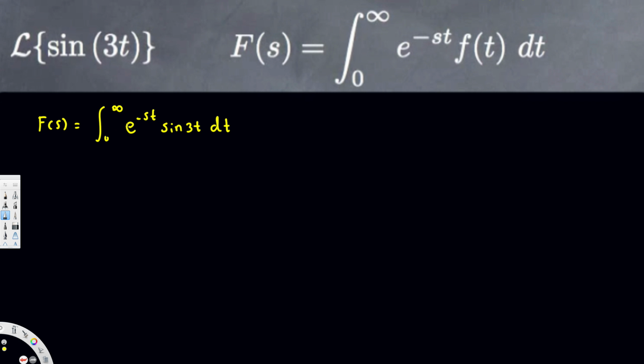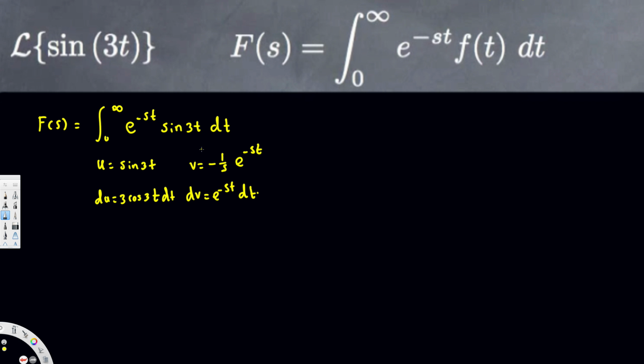To integrate this one we can use integration by parts. First we pick the u value. In our case that's going to be sine 3t, and then the dv value is going to be e^(-st) dt. If you find the derivative of u, this is going to be 3 cos 3t dt, and if you integrate dv, this is going to become negative 1 over s e^(-st).